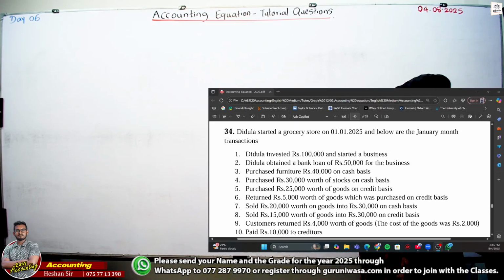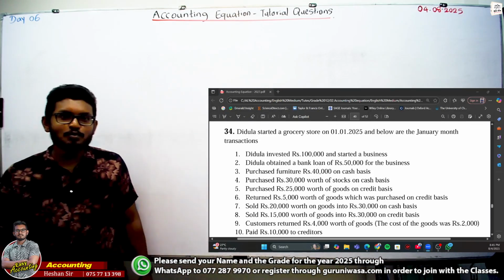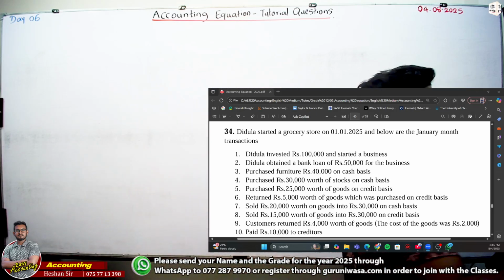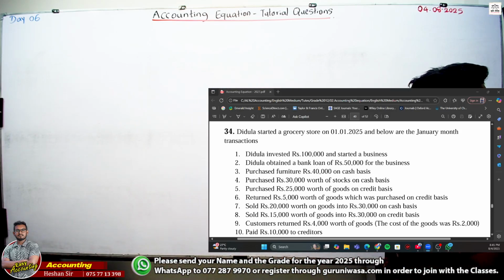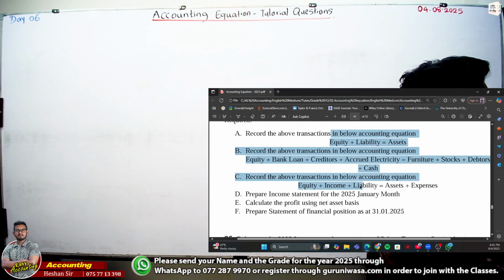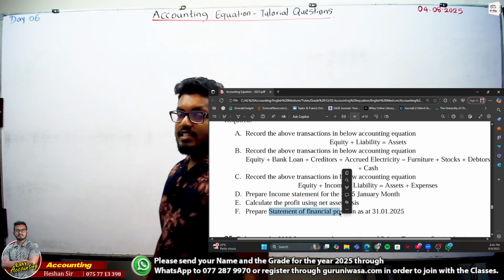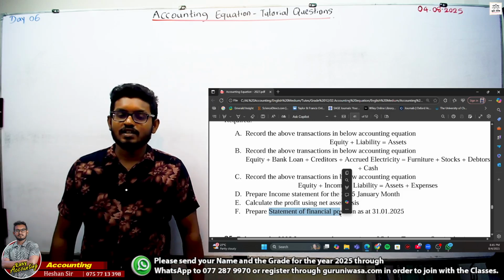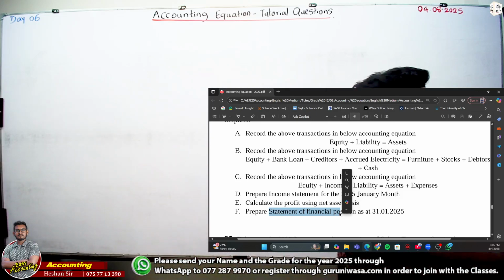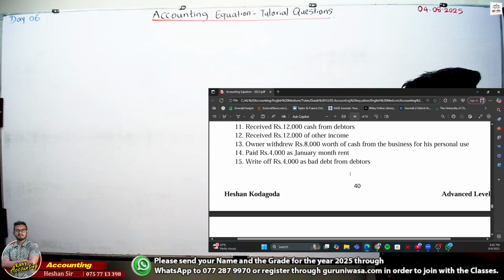So in here you can see this is about Didula, right? I think we can't finish this today. This will take like the previous one, 2 days, because there are three accounting equations to prepare the P&L and calculate the profit using net assets. Am I clear to you guys? So let's see what we can do. Question number 33, 34, page number 40.